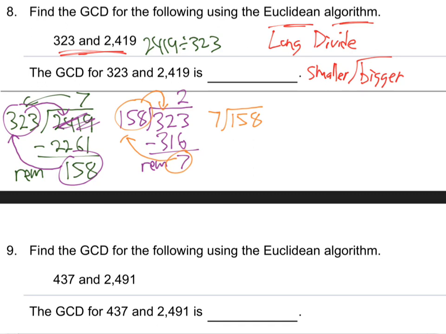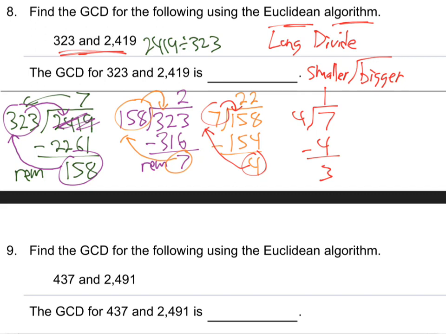And then we do another one. Just keep rotating. So I just keep rotating every time. 7 goes in there. What is it, 22? 22. Okay. 154. Is that right? Yeah. Leaves 4. We good so far? Rotate. We're almost there. Rotate again. 4 goes there. 7 goes there. 4 goes into 7. How many times? 1 time. Remainder 3.